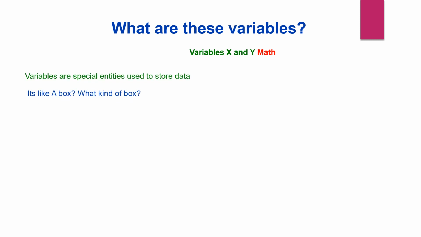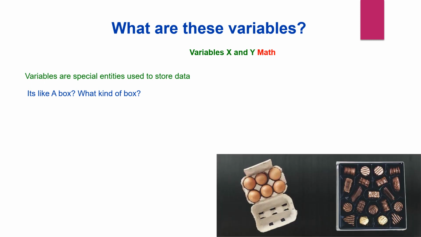But in Java, or in programming, variables are special entities used to store data. It's like a box. What kind of a box? Let's see in these pictures. We have two boxes: a box of chocolates and a tray or box of eggs. Inside the boxes we store these two things, eggs and chocolates. Same in programming, we have variables in which we store some kinds of data.